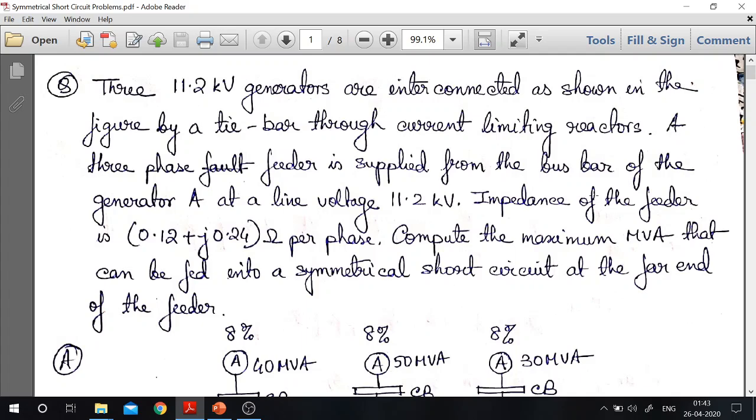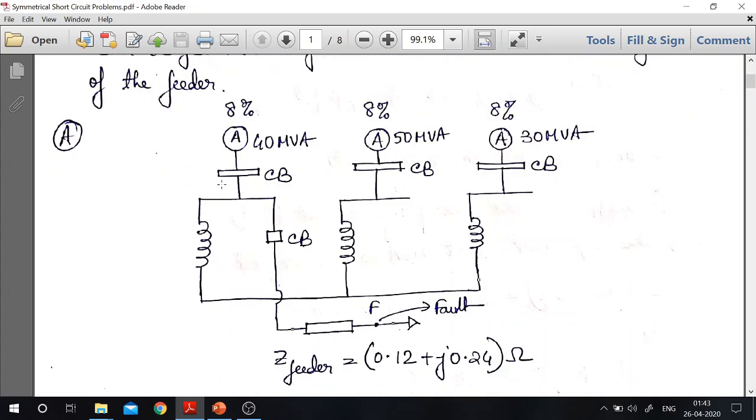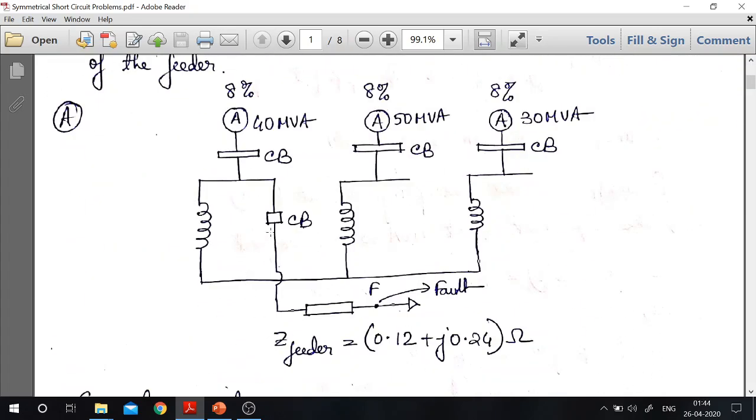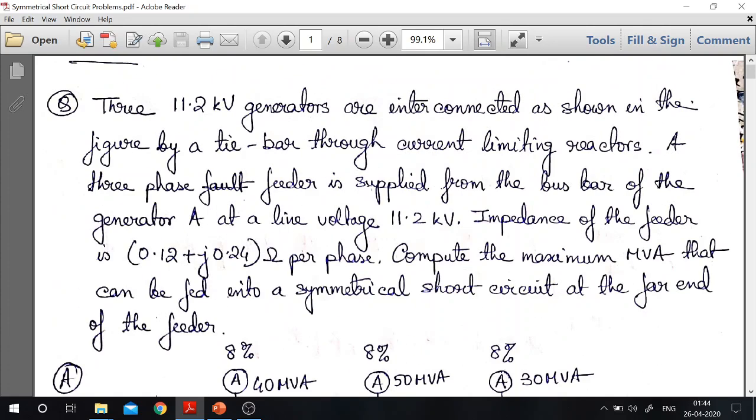by a timer through current limiting reactors. So three 11.2 kV generators are connected together to a timer through current limiting reactors. So these are the current limiting reactors. They are connected together at a timer, and obviously this is the output path through the circuit breaker. This is the feeder impedance. So you can see that from here.